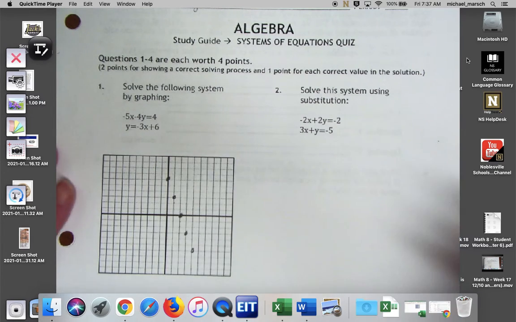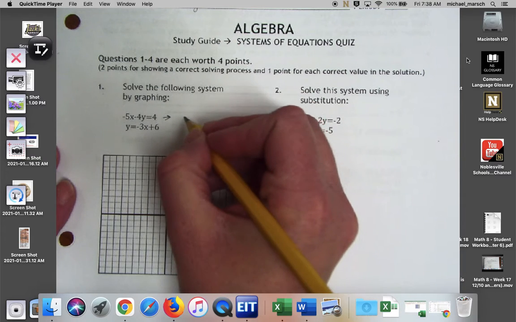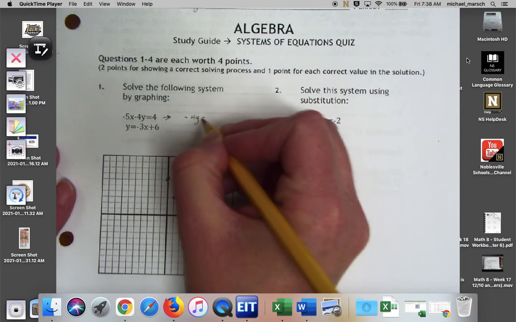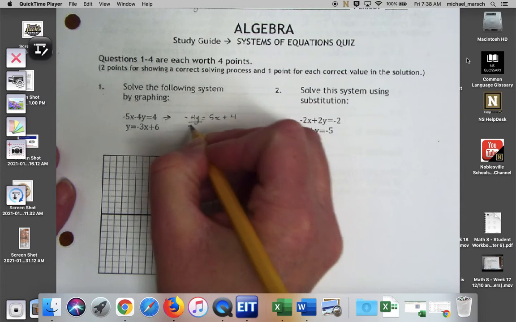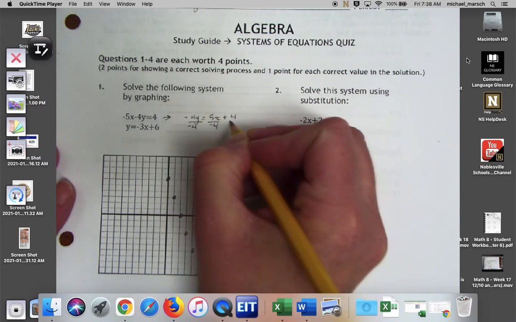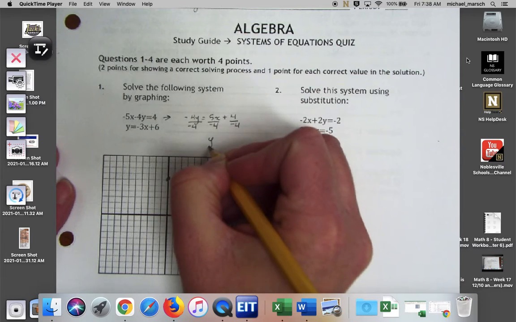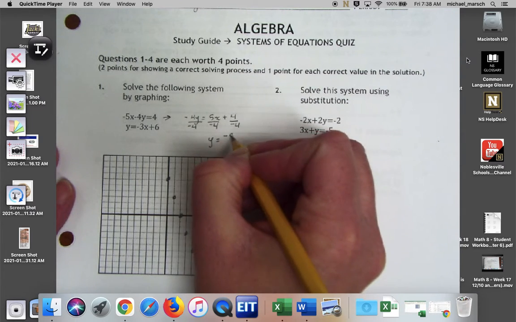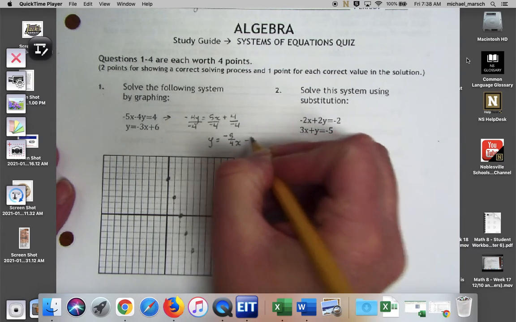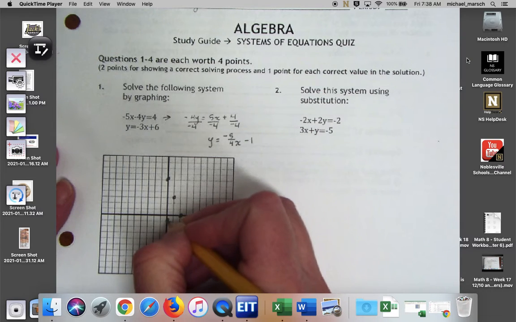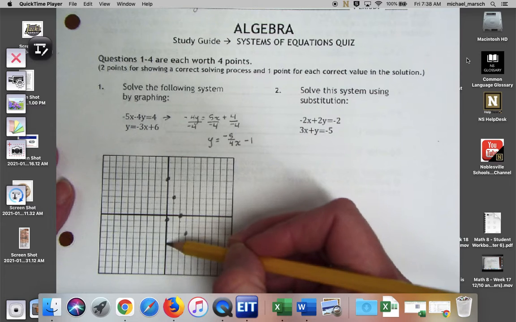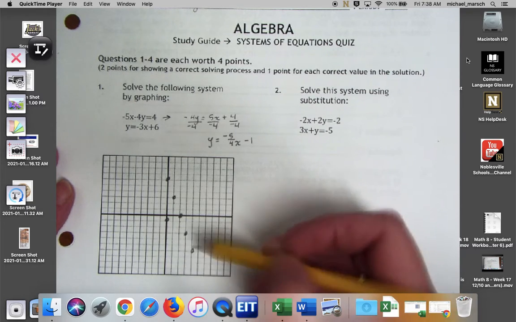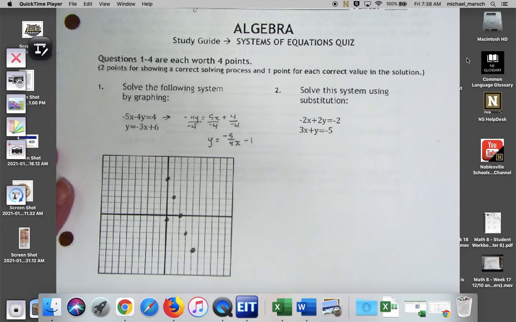Yep. Okay, now this one I have to change into slope-intercept form. So I'm going to get -4y equals 5x plus 4. And then I have to divide by -4. So I'm going to get y equals -5 over 4x minus 1. So I'm going to start at -1. I'm going to go down 5 over 4. Oh, and then I see right there is going to be my intersection.